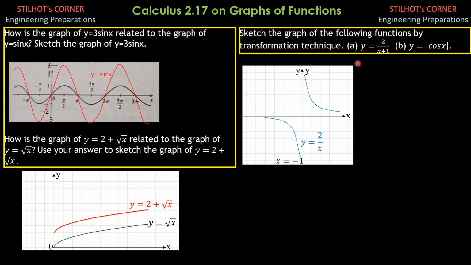And the new graph of y equals 2 over x plus 1 is represented by this pair of two red curves. So that would now be the graph of y equals 2 over quantity x plus 1.